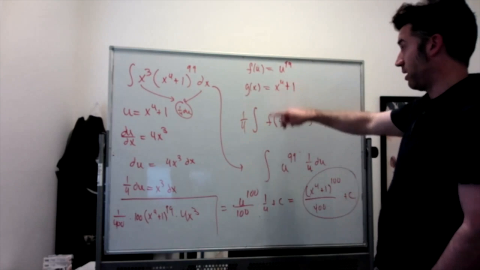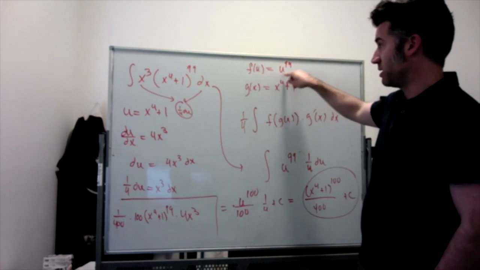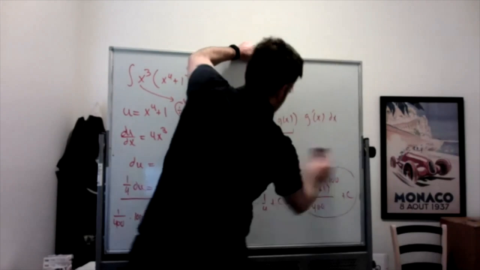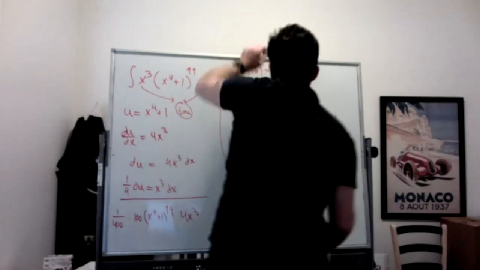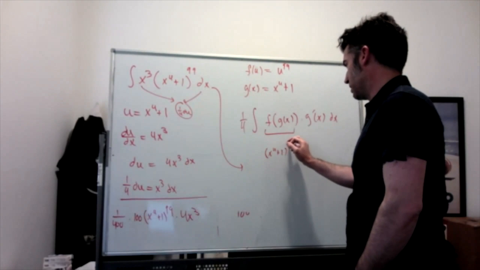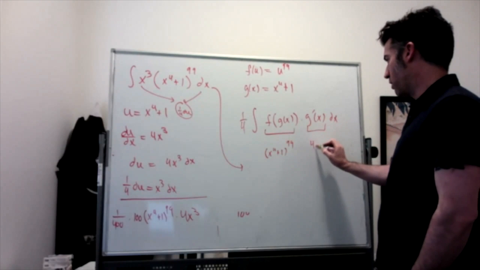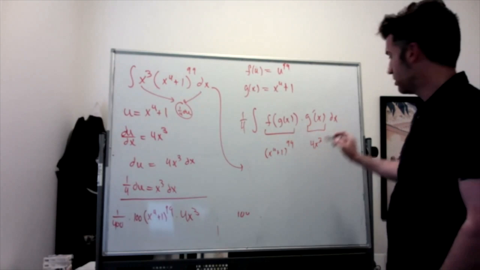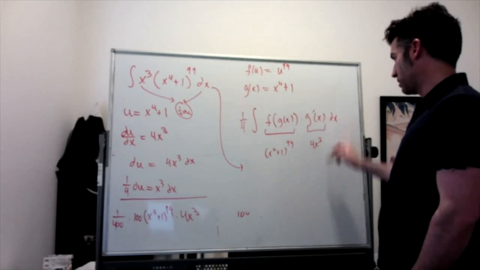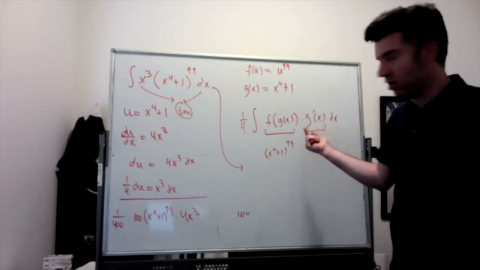Literally, that's what this is, right? G of x is x to the 4th plus 1. F of something is something to the 99th. So this is your x to the 4th plus 1 to the 99th power. G prime of x is 4x cubed. And then the 1/4 cancels out the 4 to give you x cubed. And then dx.